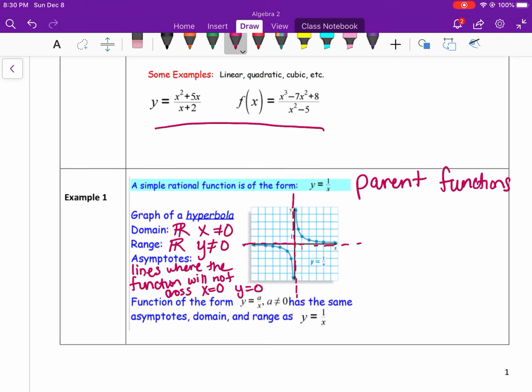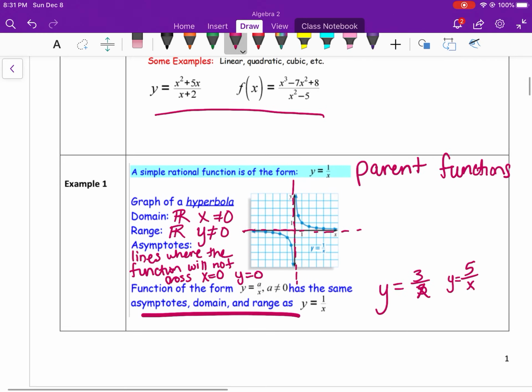So that's the range. Any function of the form y equals a over x has the same asymptotes, domain, and range as the parent function. So anything like 3 over x, 5 over x, anything in that form has the same domain, range, and asymptotes as the parent function.